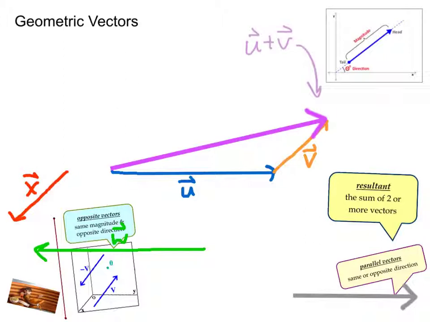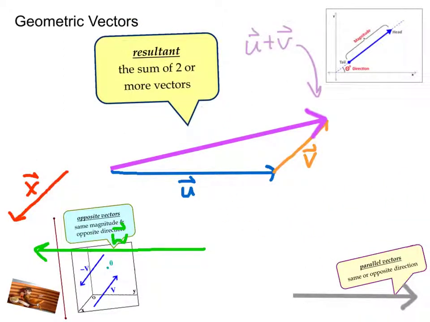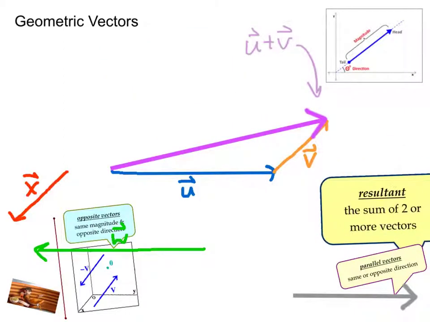Where did we start? We started over here. Where are we ending? We ended up there. It's also known as the resultant. You also might remember that as the diagonal of a parallelogram. That's true, but that's if you're only adding two vectors. You could be adding more than two vectors, but the resultant is the sum of two or more vectors.